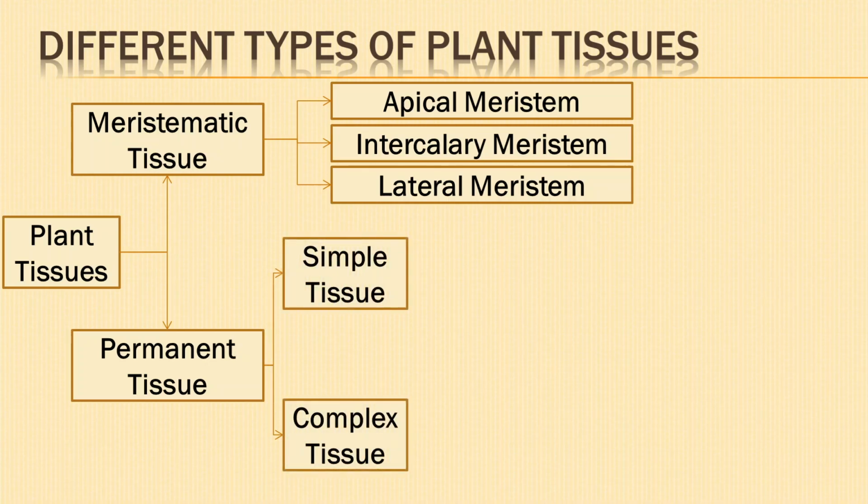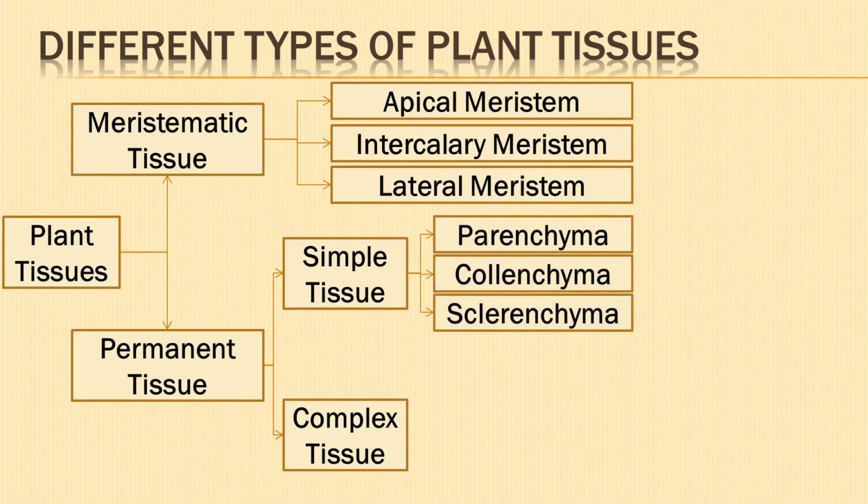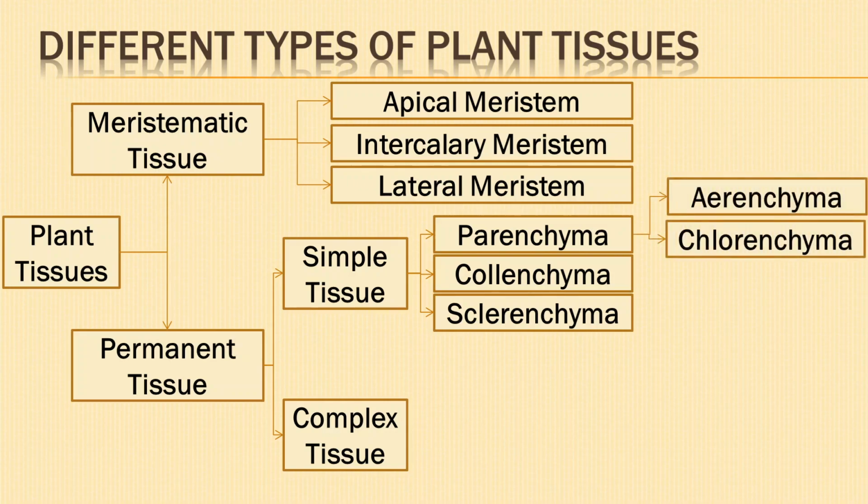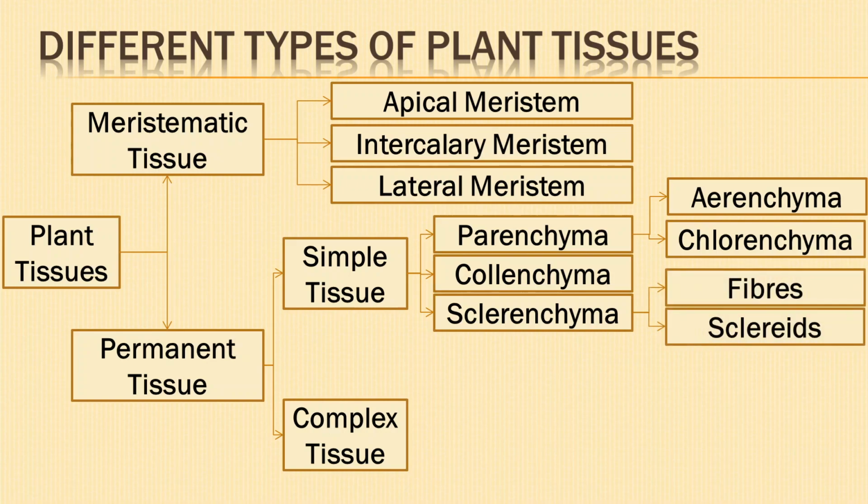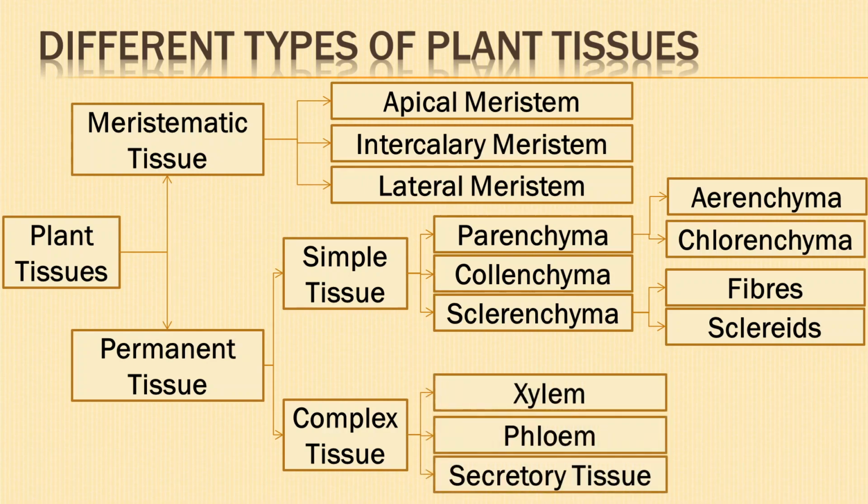Permanent tissues may be simple or complex. Tissues which are made up of only one type of cells are called simple tissues. Examples are parenchyma, collenchyma, and sclerenchyma. Aerenchyma and chlorenchyma are modifications of parenchyma tissue. Fibers and sclerites are the two main types of sclerenchyma cells. Complex tissues are xylem, phloem, and secretory tissues.